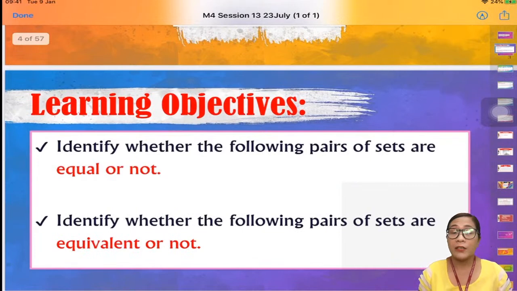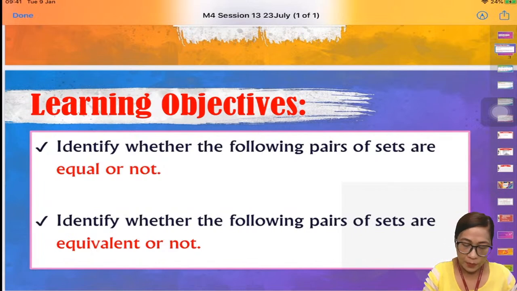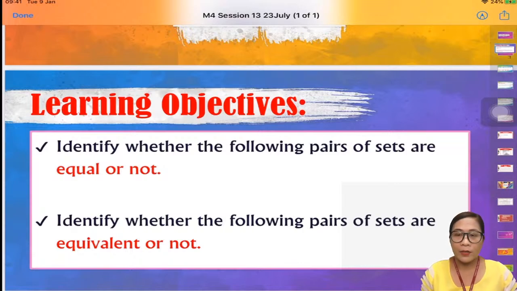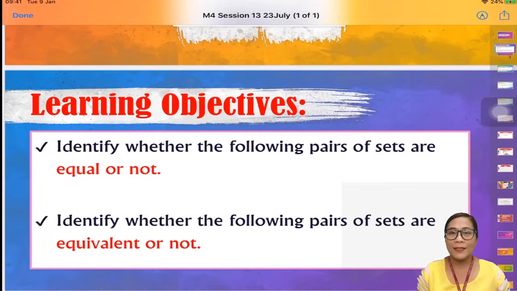Next, our learning objectives for today. Students should identify whether the following pairs of sets are equal or not. And the second one, you should identify whether the following pairs of sets are equivalent or not. So our topic for today, students, is not that hard. It's easy. We have to consider only if the sets are equal or not, and the second one is whether they are equivalent or not.